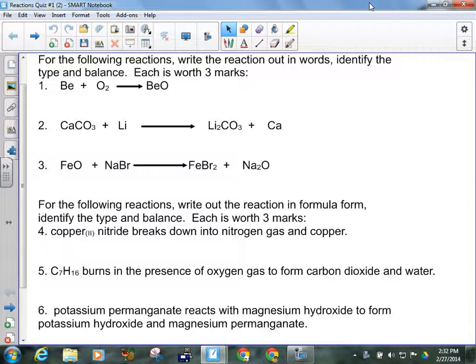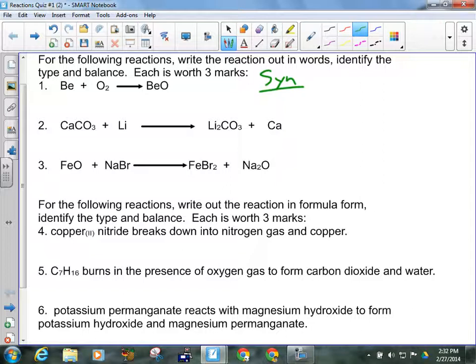Okay, with question number 1, we have to write the reaction out in words, identify the type, and balance. All right, so that's what we have to do for each one of these, 3 marks. Two elements reacting to form a single compound is what kind of reaction? Synthesis reaction. That's 1 mark.